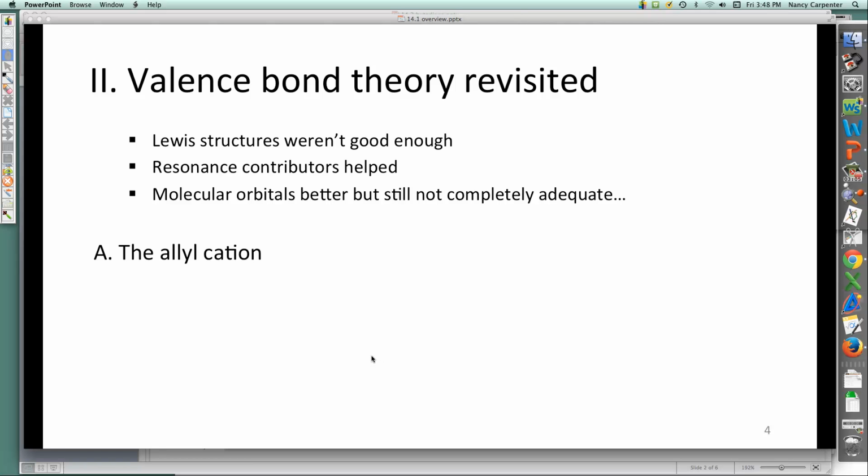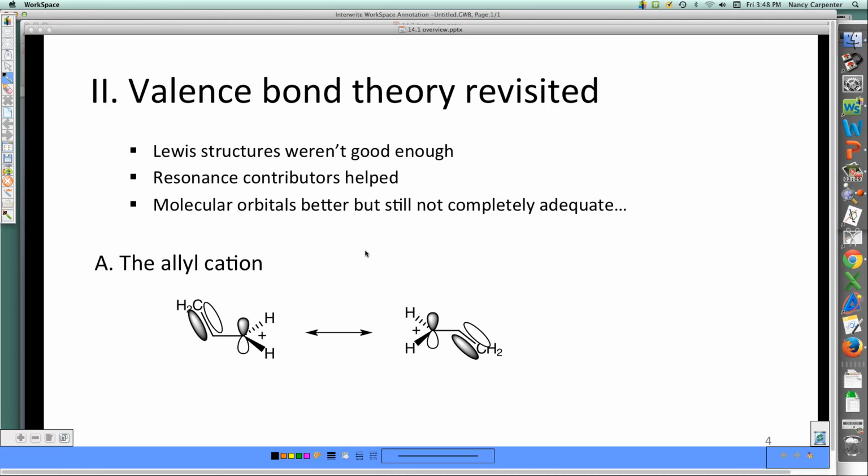So the allyl cation, of course, is this guy, where you have a positively charged sp2 hybridized carbon, with a positive charge, empty p orbital, right next door to the alkene. So this is the allyl cation, and if we try to represent the molecular orbitals for this, we get into a mess.